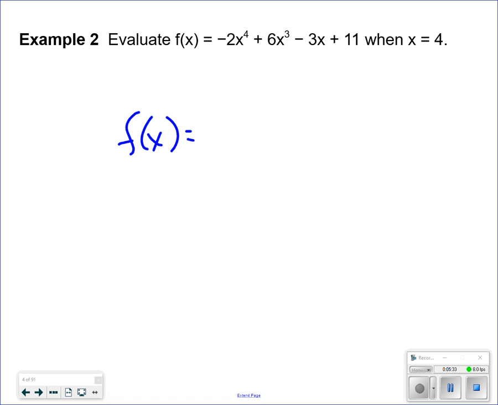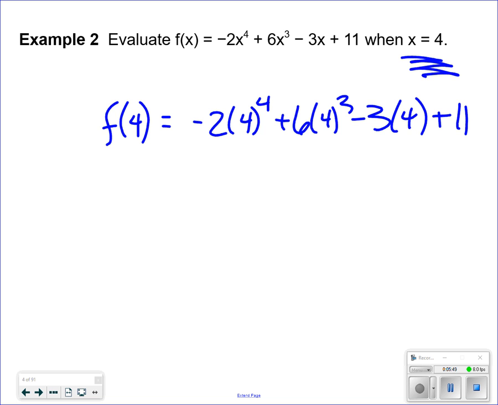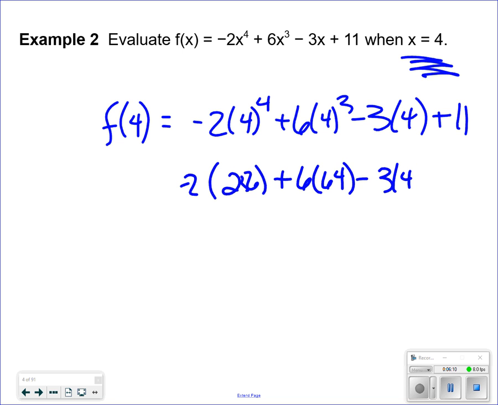Anytime I'm telling you what the x value would be, then I want you to put that in place of all the x's. So f of 4 would equal -2 times 4 to the 4th, plus 6 times 4 to the 3rd, minus 3 times 4, plus 11. So we're going to pull out a calculator here. And we're going to go 4 to the 4th power, which is 64. Whoops, sorry, not 64. 256. Plus 6 times 64, minus 3 times 4, plus 11.